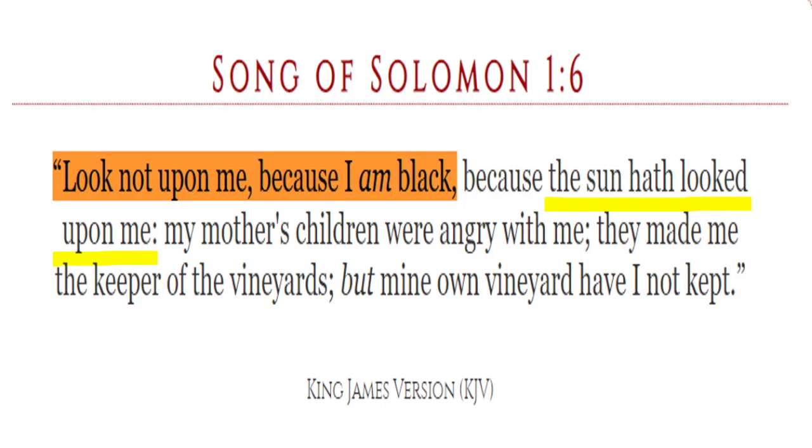Song of Solomon 1:6. Look not upon me because I am black, because the sun looked upon me. My mother's children were angry with me. They made me the keeper of the vineyards, but my own vineyard have I not kept. So the sun had blackened them, right? And we all know when a so-called white person gets darkened by the sun, they don't become black. They just get a tan.